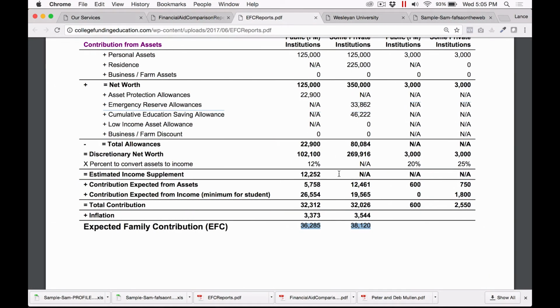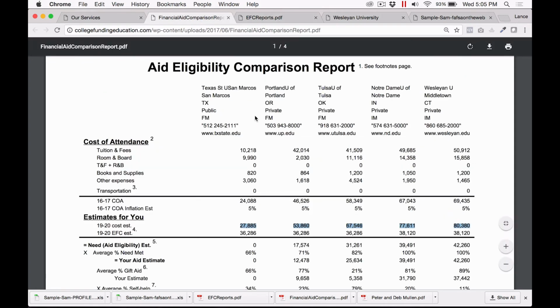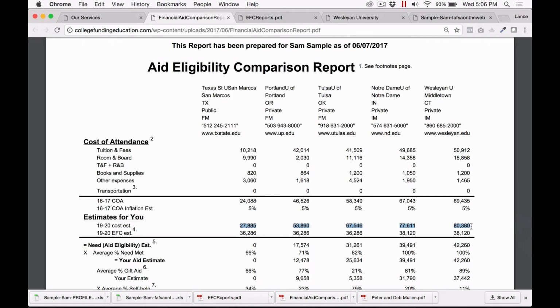So let's go back over here to our sample with these 5 schools. And so once again, we have these 5 schools. What I have highlighted here is the cost of attendance for these 5 schools. And so like I just talked about, what we are going to do is take that cost of attendance minus the expected family contribution for this family. Now, do you notice how some of the numbers are different? We've got a $36,000 EFC and a $38,000 EFC.